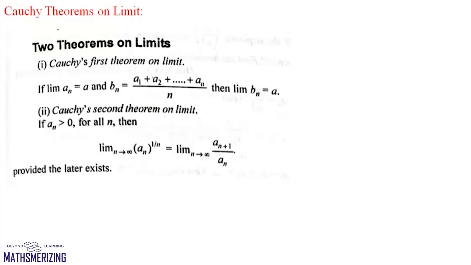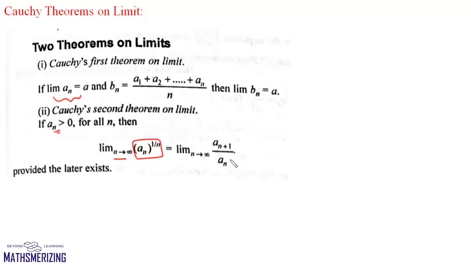Now there are two very important and simple theorems in limits, which are Cauchy theorems on limits. The first theorem says if limit an equals a and bn is the average of all these ai's, then limit of b is the same as limit of a. And the second theorem says if an is a positive number for all n, then the limit n tends to infinity an to the power 1 by n will be the same as the limit n tends to infinity an plus 1 upon an. Now we generally use these theorems to simplify problems in limits. Let us take up an example.